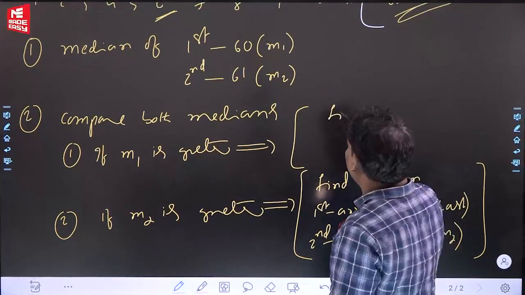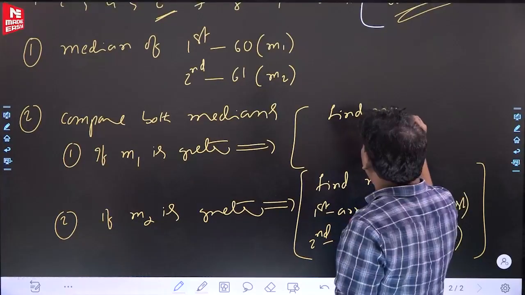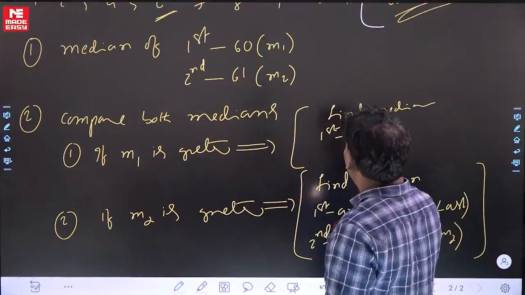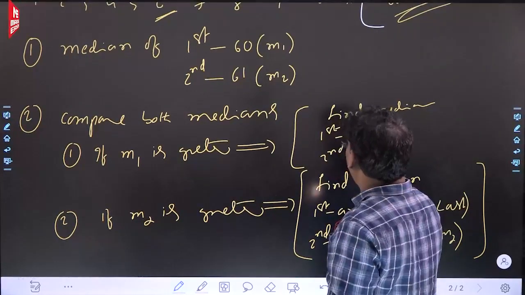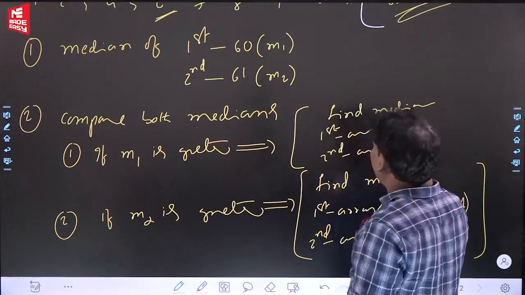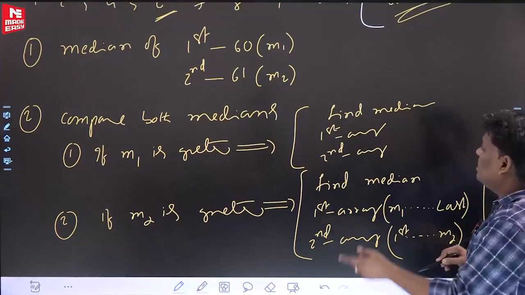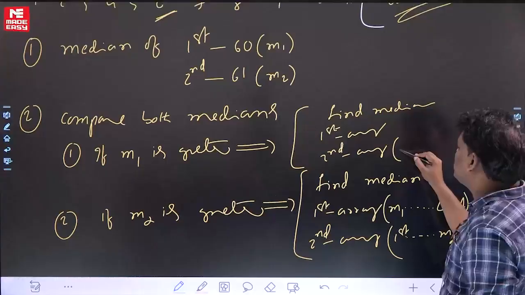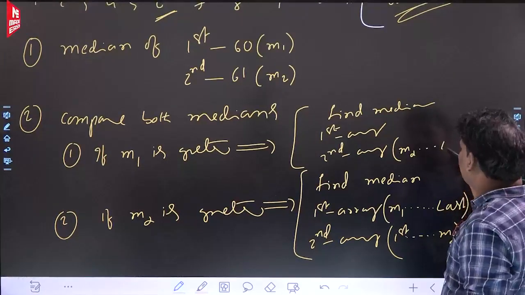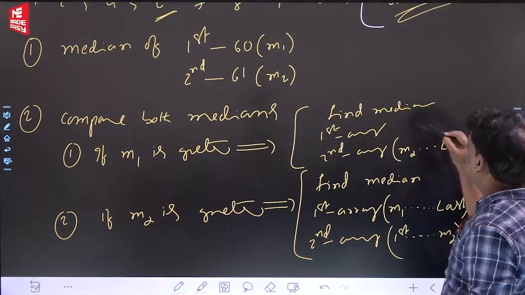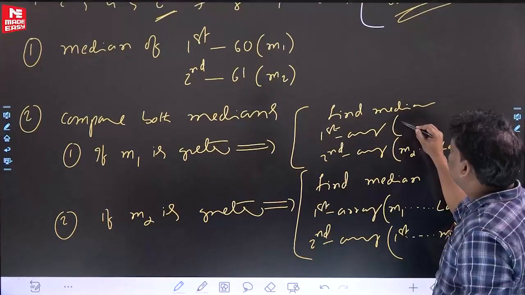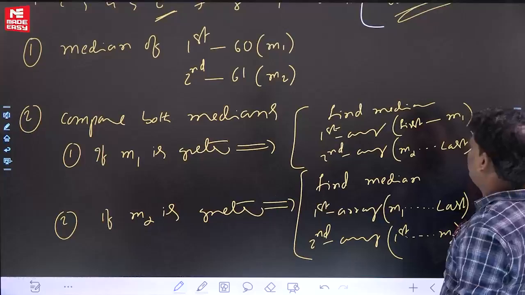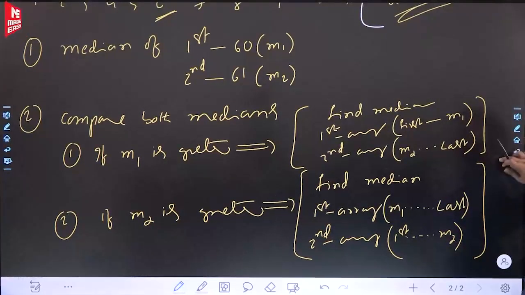Then find the median. In the first array, because M1 is bigger, so in the second array, from where to where? Because the second people are smaller. Then what is the answer? I think M2 to last. What about this one? First to M1. So this is the story you have to continue.